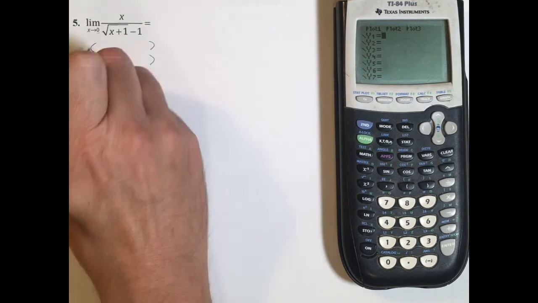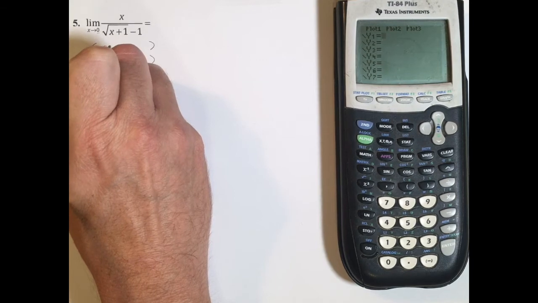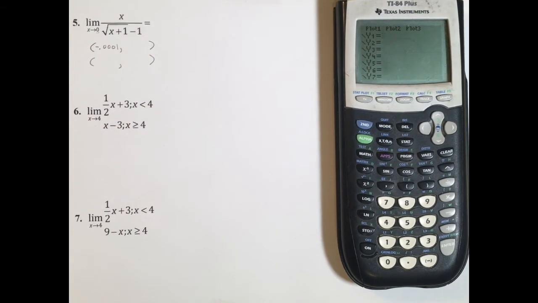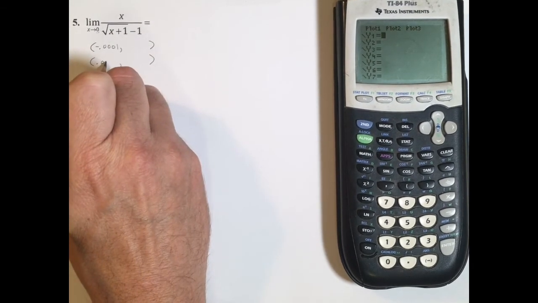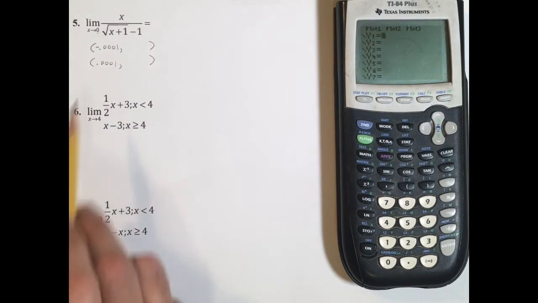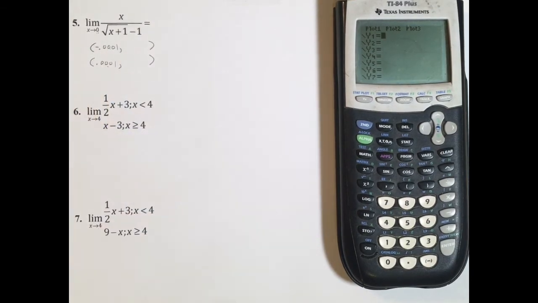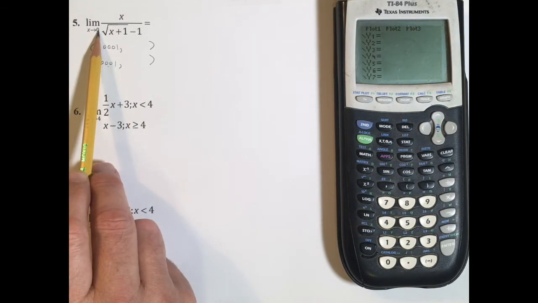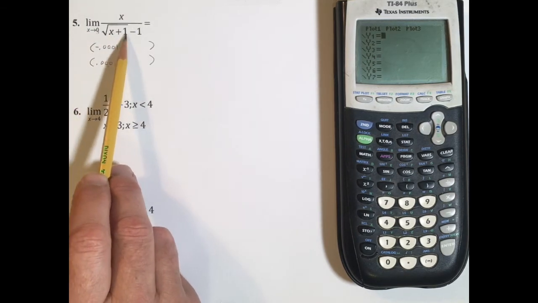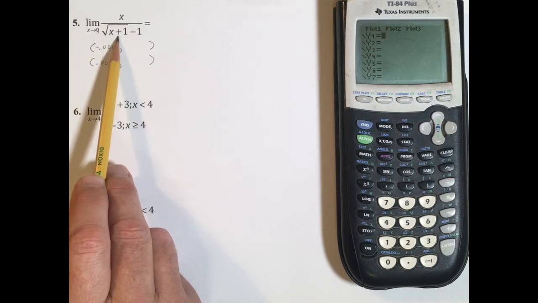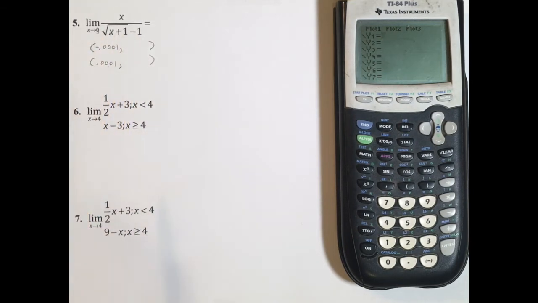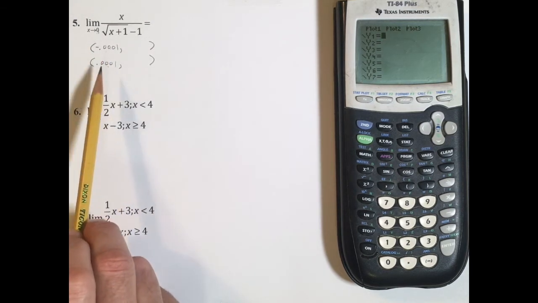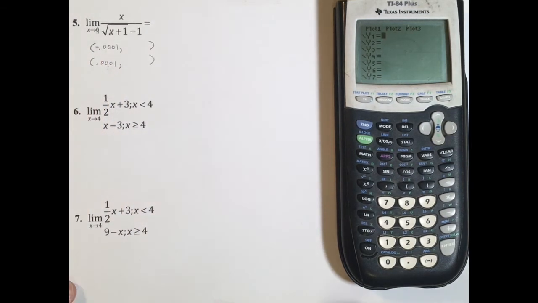A hair to the left of 0 would be negative 0.0001, and a hair to the right of 0 would be positive 0.0001. It's not an exact science how many zeros you use. I suppose you could first try plugging in this number, but notice in our denominator, 0 plus 1 is 1, the square root of 1 is 1, and 1 minus 1 is 0. This is going to be undefined at 0. That's why we're going to look a hair to the left of 0 and a hair to the right of 0. Let me type this function in my graphing calculator.